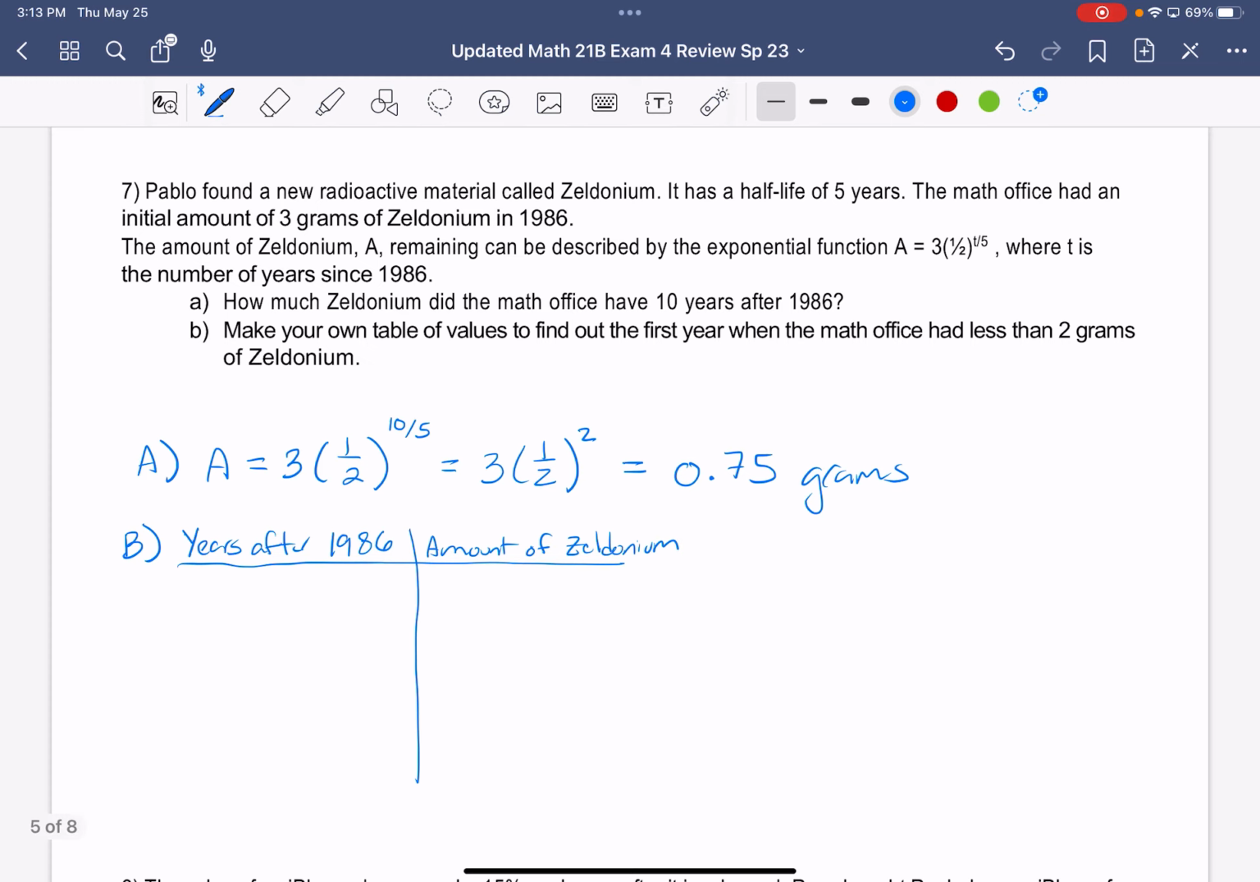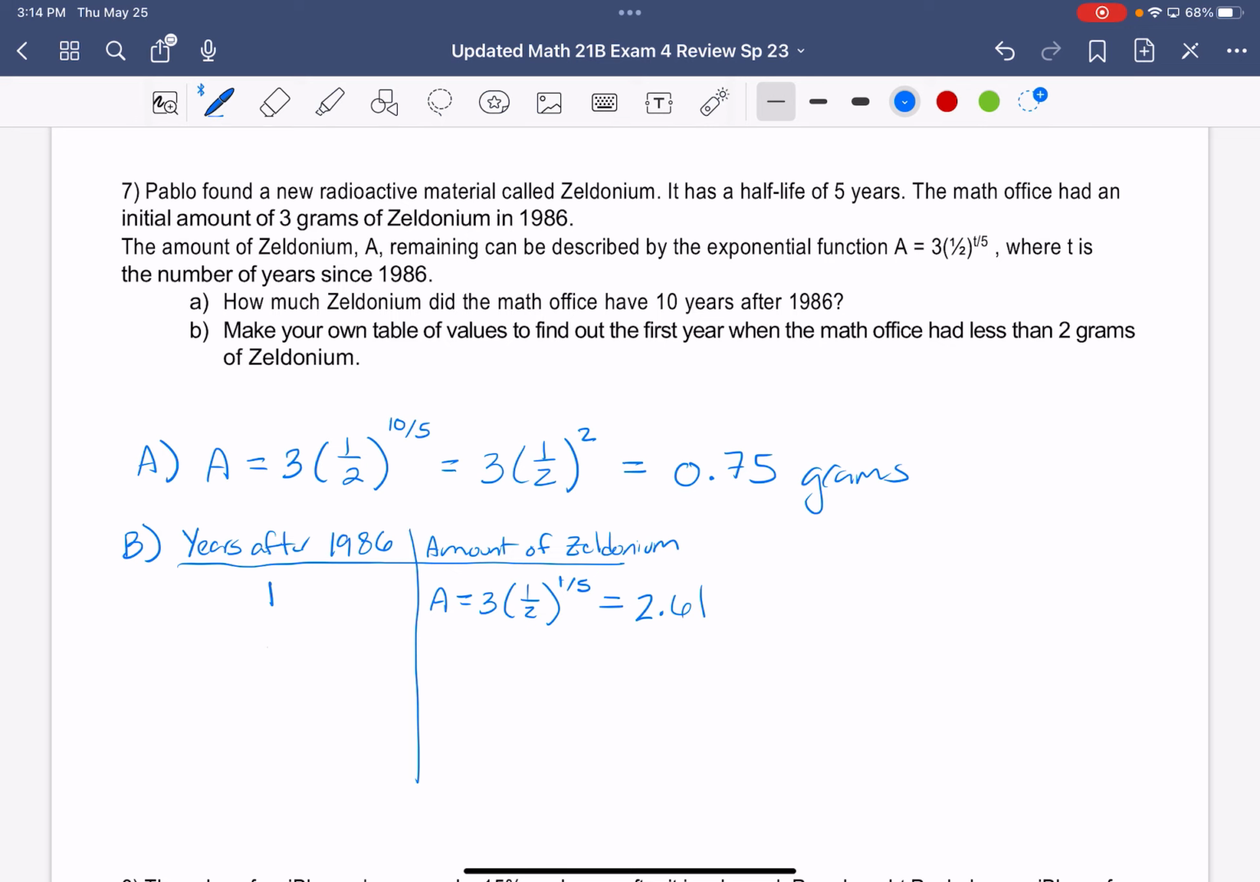So let's just start with 1 year after, and let's see how much zeldonium we have left. So that'll be A equals 3 times 1/2 to the power of 1 over 5, because you're plugging in 1 for t. And that would be your calculator. I'm going to be rounding these to 2 decimal places. So that would be 2.61, and feel free to double check that in your calculators. So have I figured it out yet? Am I less than 2 grams of zeldonium? No, not yet. So just keep going.